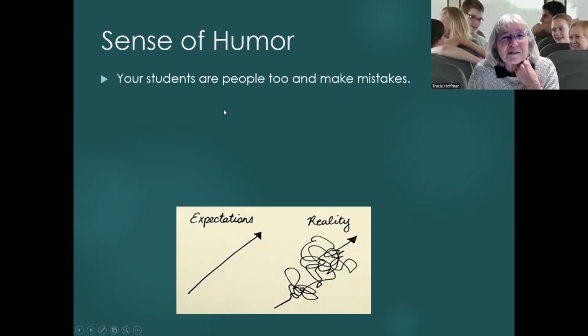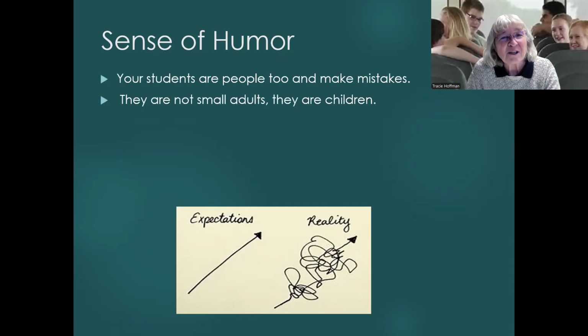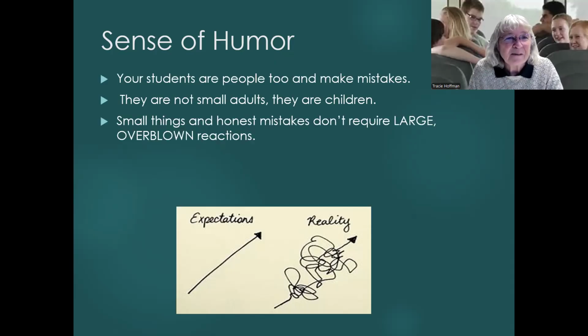Your students are people too, and they make mistakes. They're not small adults. They are children. Even your middle school and high school kids are not yet adults. The high schoolers might think they're adults, or close to adults, but they don't have the reasoning skills, the life experiences that adults have. So please give them a little bit of grace. Small things and honest mistakes don't require large, overblown reactions.